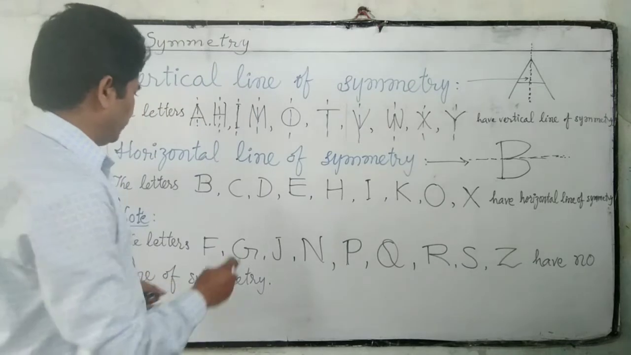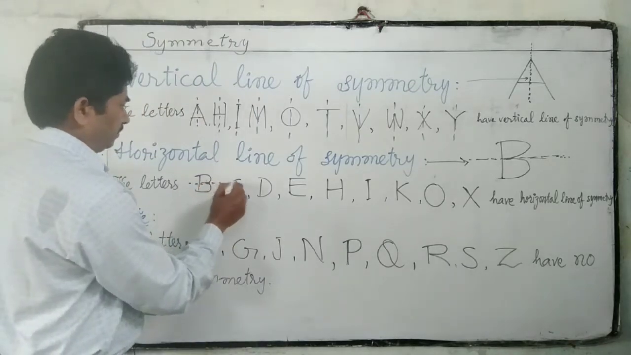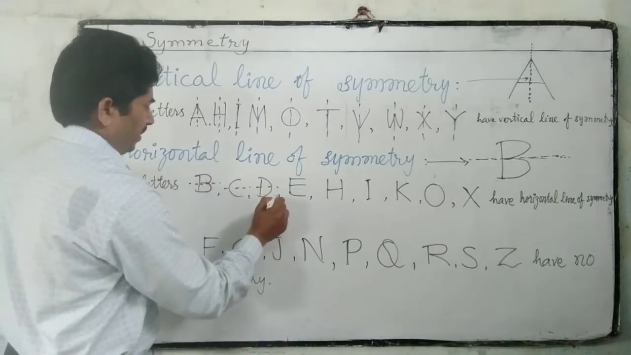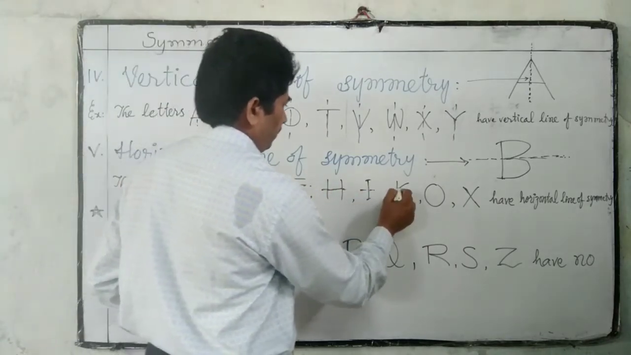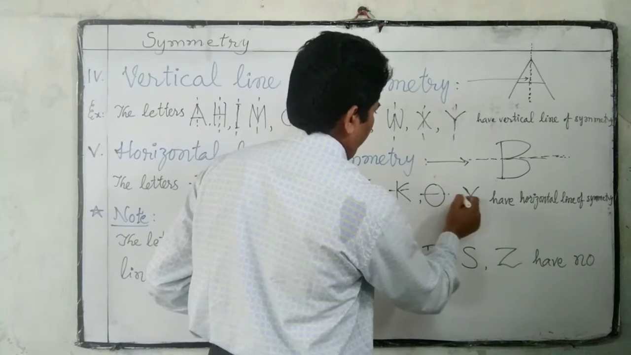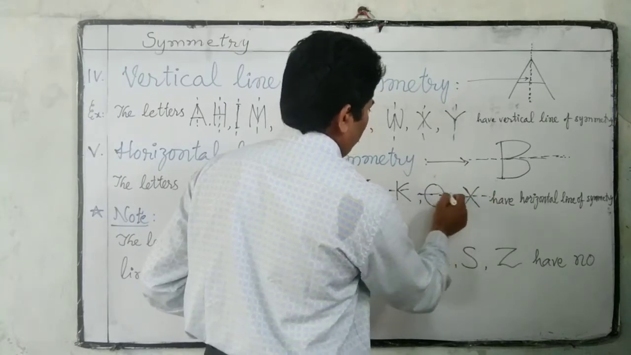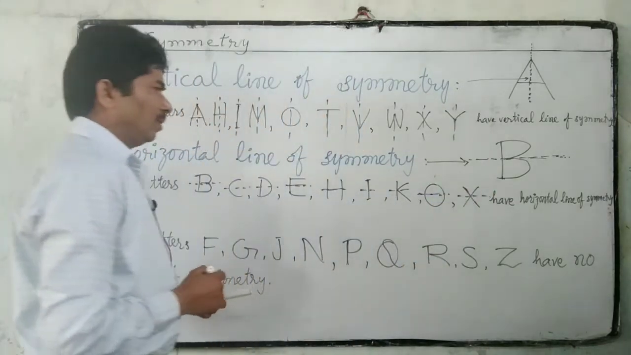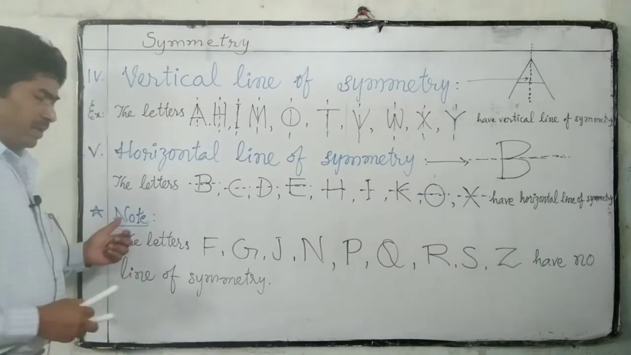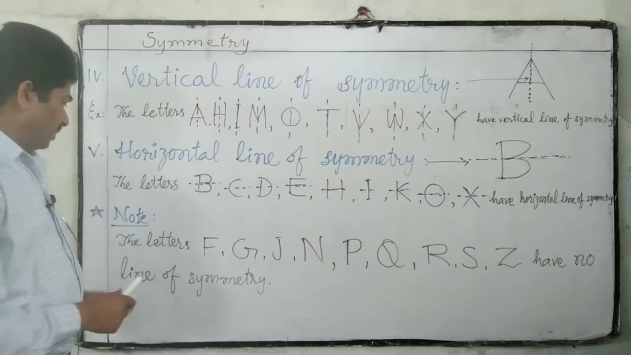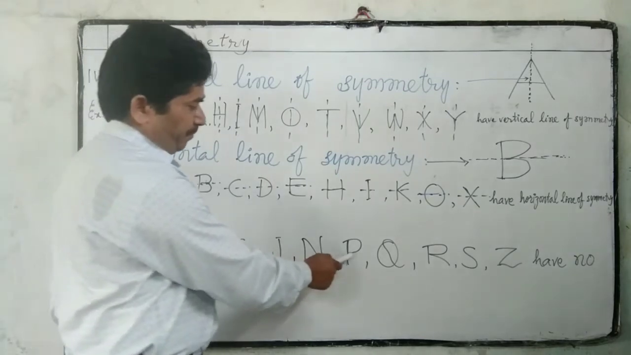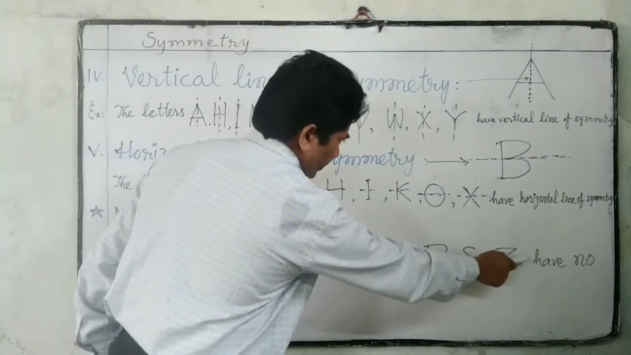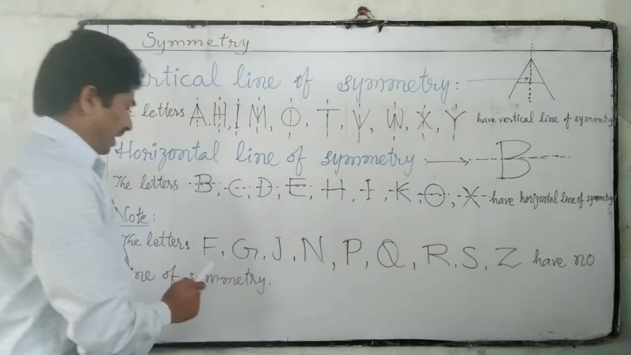Let us check once. From left to right. Here we have a note. The letters F, O, G, J, N, P, Q, R, S, Z have no line of symmetry.